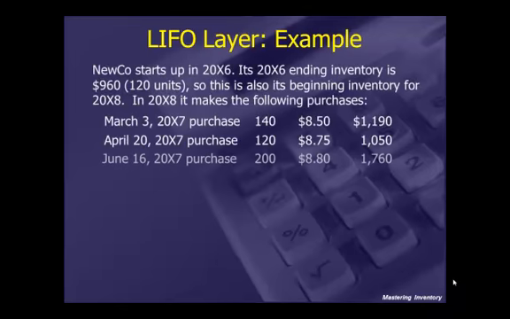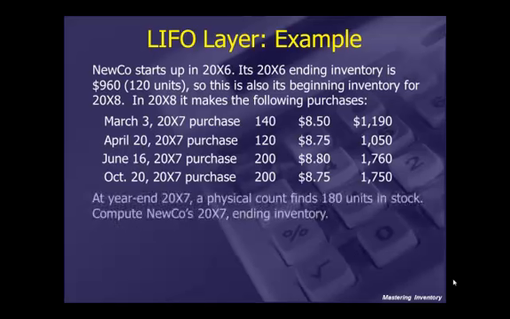We have NewCo that starts up in 2006. Its 2006 ending inventory is $960 for 120 units. So this is also its beginning inventory for 2007.